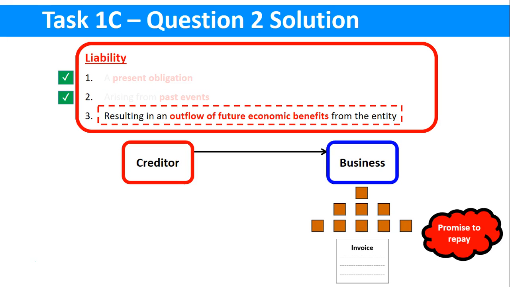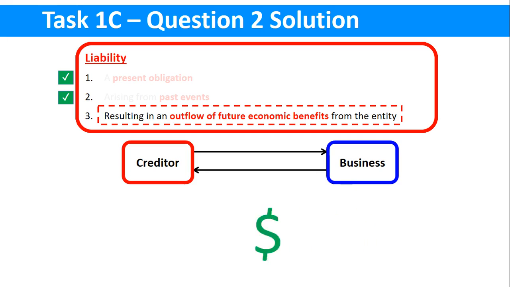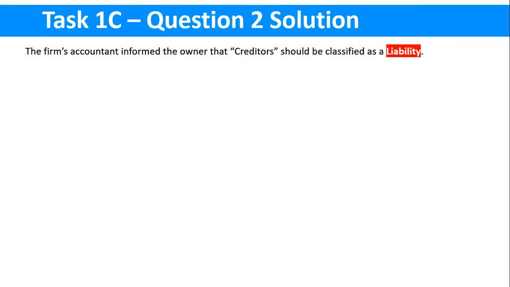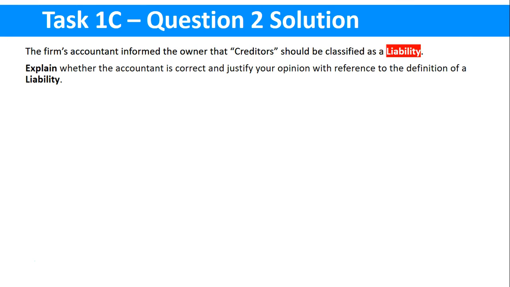Lastly, will this result in an outflow of future economic benefits from the entity? Will something leave our business and go to the other party? And in this case it will. At some point the business will repay that creditor with cash. That cash is actually an outflow of economic benefits. The firm's accountant informed the owner that creditors should be classified as a liability. So what we've done now is actually looked at that, and we can now answer the question, is the accountant correct? And we can justify it with the definition of a liability.